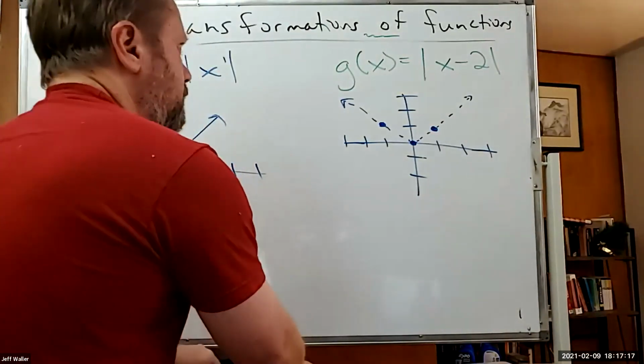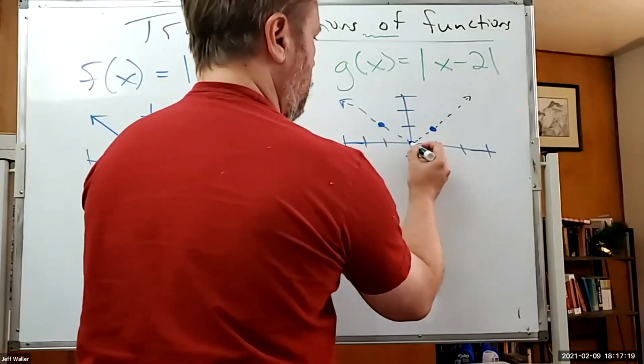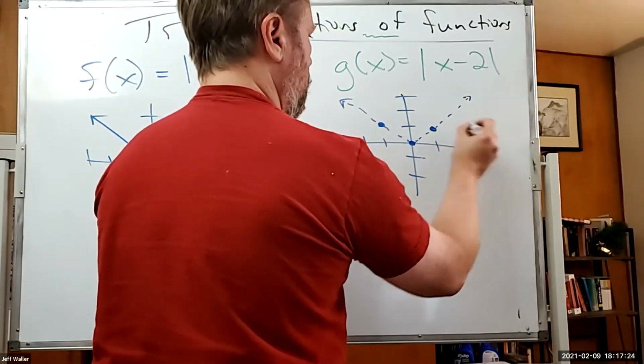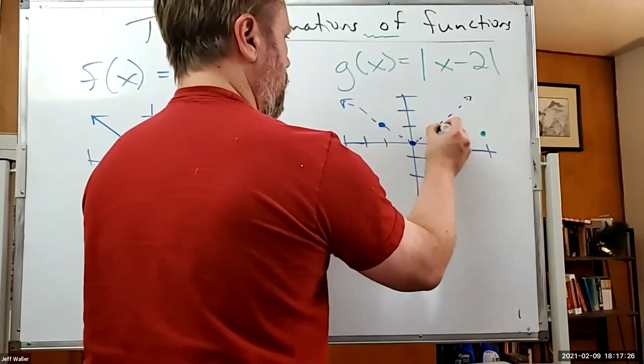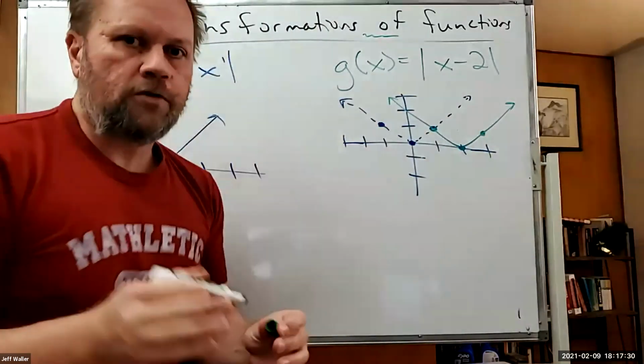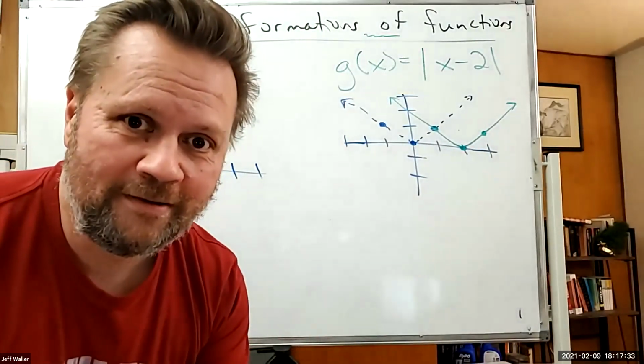So now this is going to go 1, 2. This is going to go 1, 2. This is going to go 1, 2. And then it's got the same shape. So it's all about the shape, right?